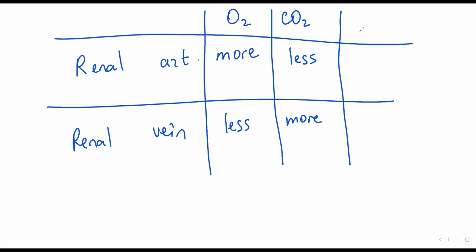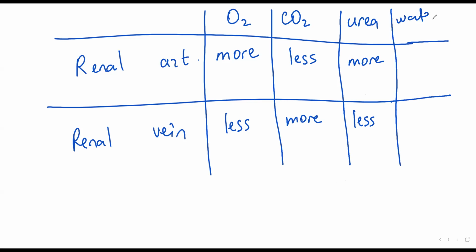Another difference, let's write about urea. In the renal artery, we have more urea, but the renal vein is coming from the kidney, so it is filtered. It contains more useful substances, so there will be less urea. If we compare the amount of water and salts, in the renal artery, we will have more water and salt, but in the renal vein, we will have less water and salt, like the needed level. Less here means the needed amount.